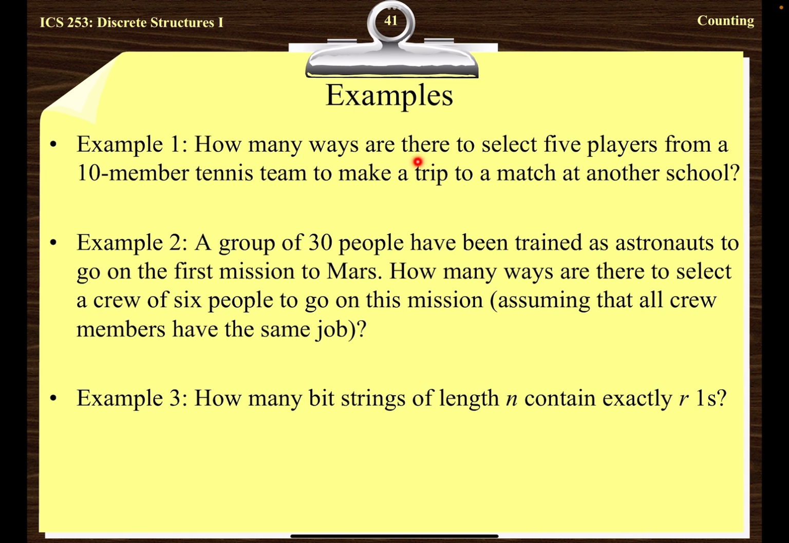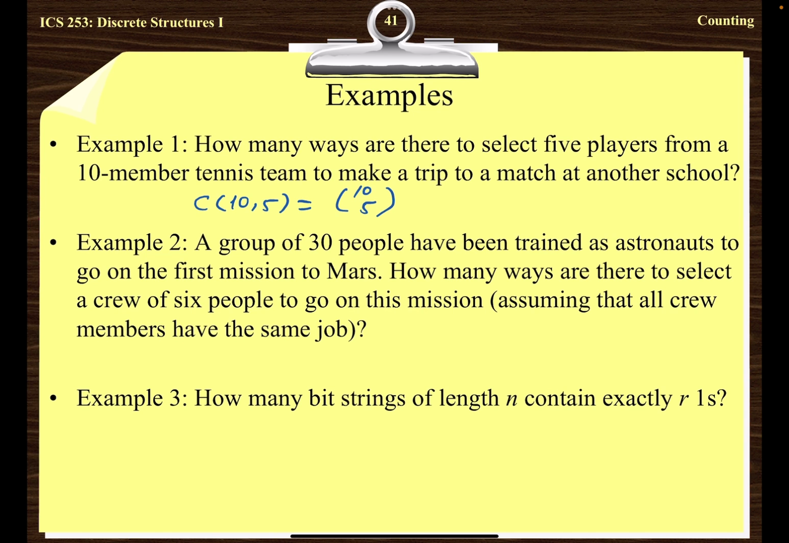How many ways are there to select 5 players from a 10-member tennis team to make a trip to a match at another school? Here, when I want to choose the 5 from the 10, does the order matter? The order does not matter. So in this case, the answer is C(10,5), which is also 10 choose 5.